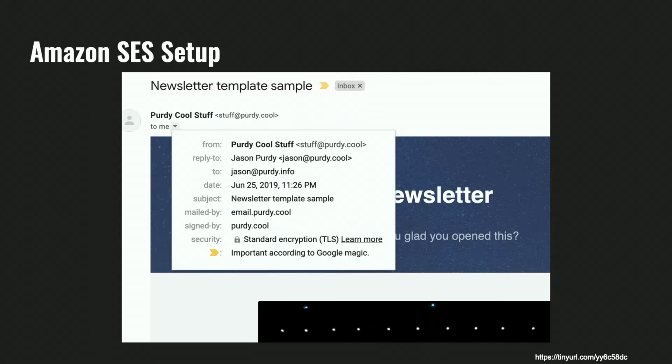It's kind of a little schizophrenic to see because I'm sending it to myself, right? But you can see right here, this is the important part. Mailed by, and it's email.purdy.cool. And it's signed by purdy.cool. That's the DKIM setup that you did in the initial two screens ago. And then the mailed by, that's that mail from URL.